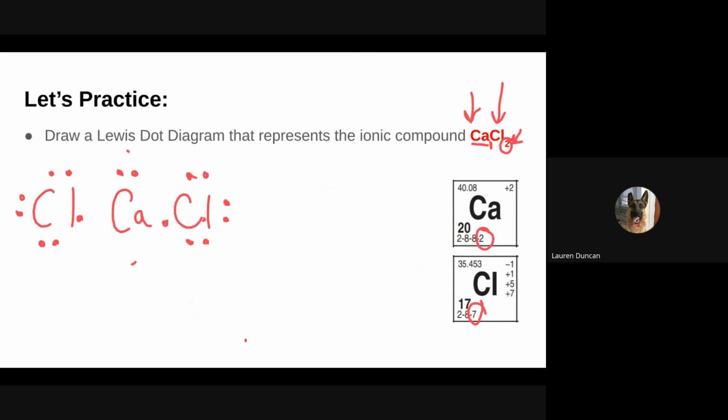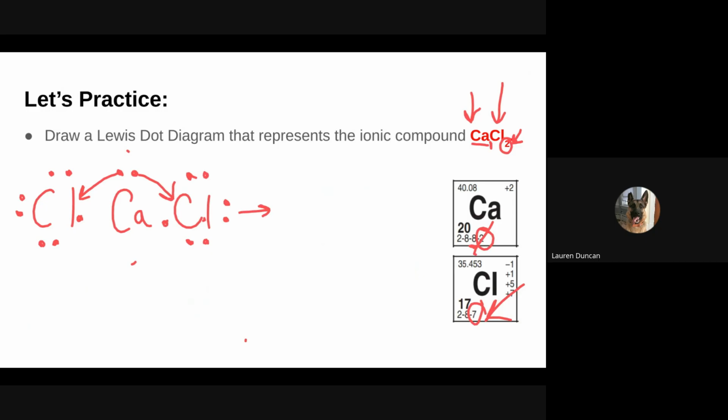Okay, so the calcium is going to give away its 2 valence electrons to be stable. Each chlorine just needs 1 more to achieve stability. Each chlorine has 7 out of the 8 valence electrons. So what calcium's going to do is it's going to split them up. It's going to give 1 valence electron here. It'll give another one here.